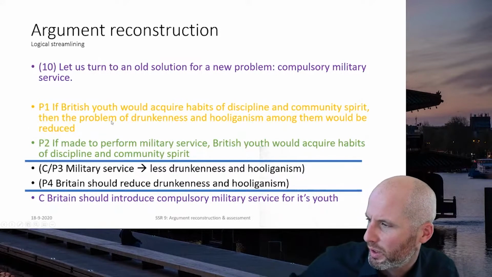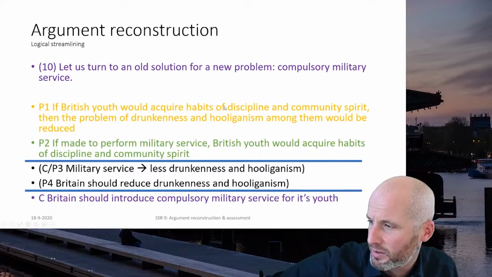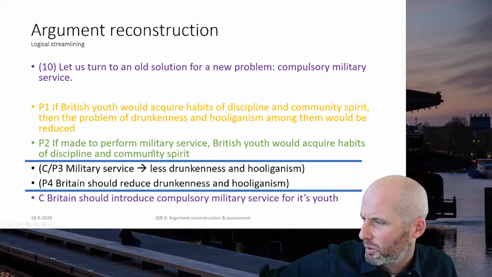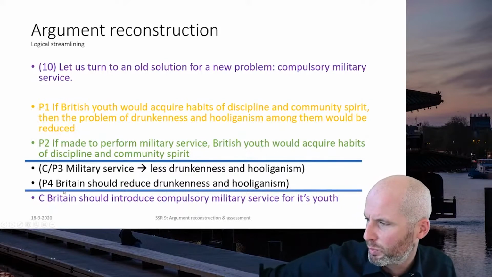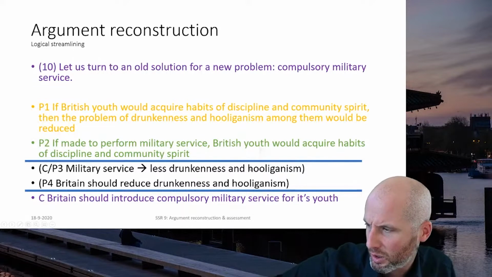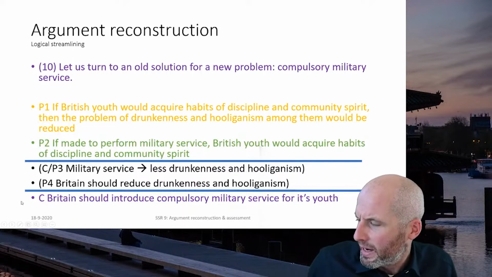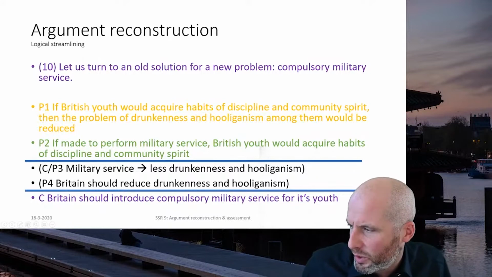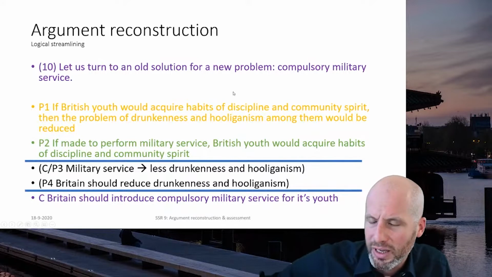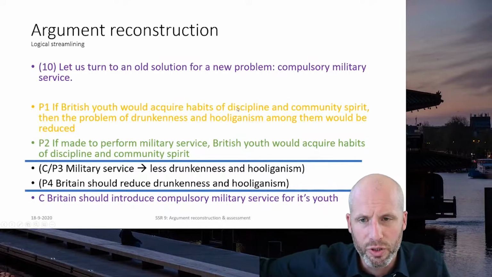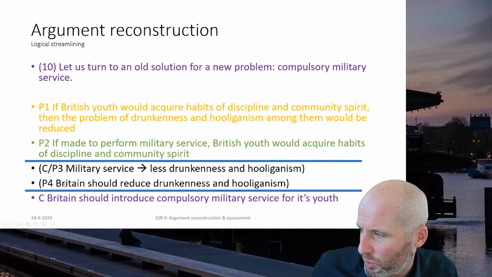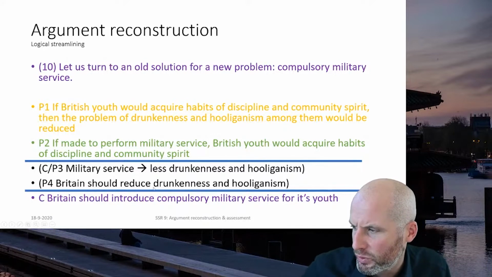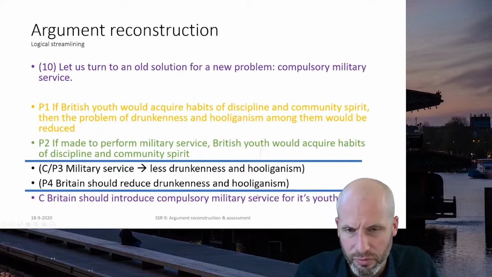So they're arguing if they would acquire certain habits, then the problem would be solved. If they were made to perform military service, then they would acquire those habits. So military service would lead to a solution for that problem. And then it includes an assumption: Britain should reduce drunkenness and hooliganism, right? Which wasn't part of the original reconstruction, but the author is clearly assuming that that is a worthwhile goal that we should strive towards. So if we think that we should reduce drunkenness and hooliganism, then we should also think that we should reintroduce compulsory military service for Britain's youth.